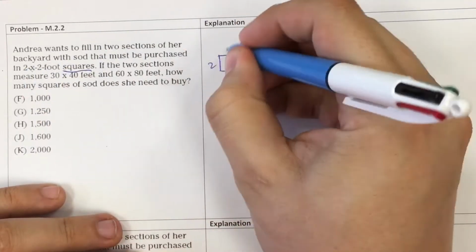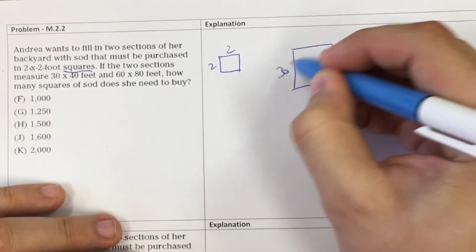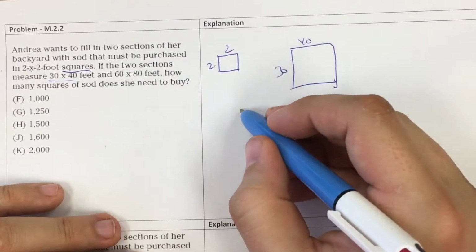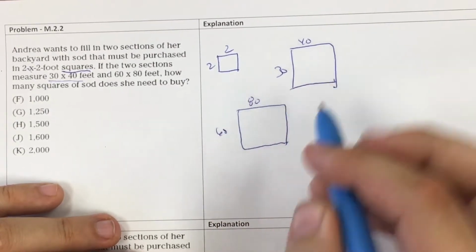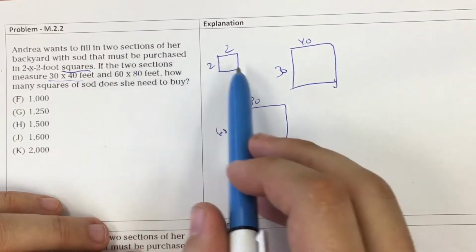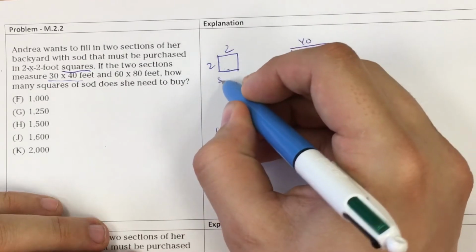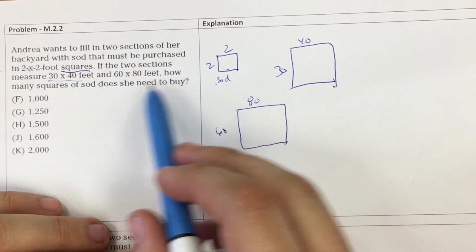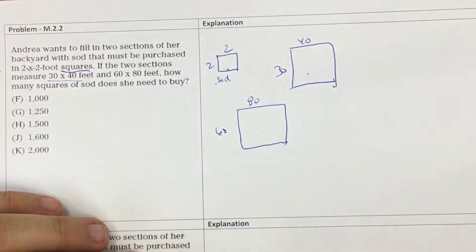And I know that there's a 2 by 2 square here, and I know that there is a 30 by 40 foot square over here, and I know that there is a 60 and 80 foot square over here. And I can go back to the problem to give myself context as to what these mean. This 2 by 2 foot square is the sod that Andrea needs to purchase. And then this section over here is part of her yard, and this is another section of her yard.